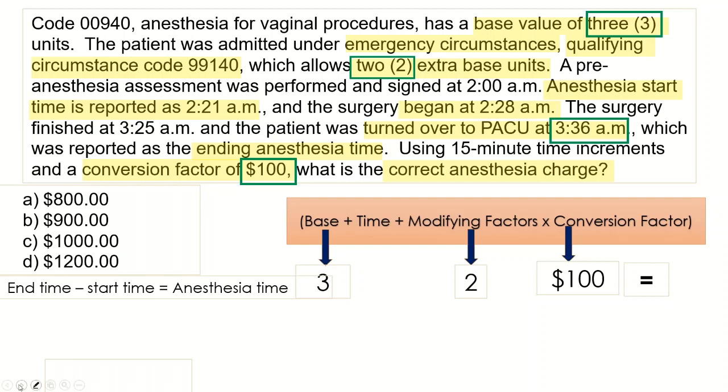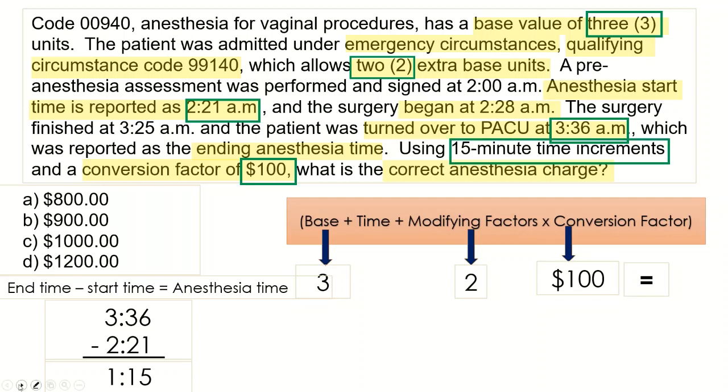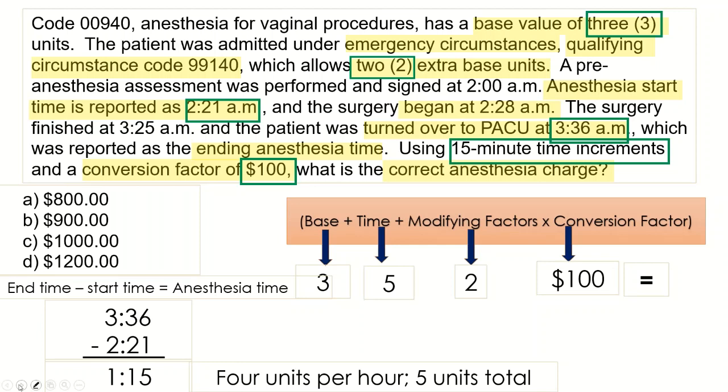They were turned over at 3:36 a.m., so that's the top line, and our minus 221, so we're going to write that down. If you do the math, it's 1 hour and 15 minutes. If we're using 15-minute time increments, how many units is that? Right, it's 5 units. There are 4 units per hour at 15 minutes a unit, which means we have 5 units total. So we add that in there.